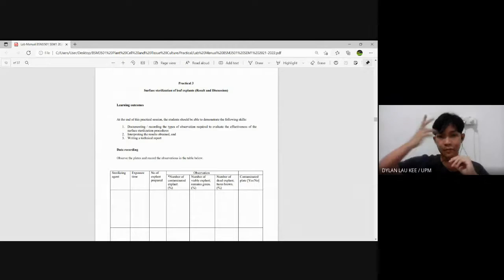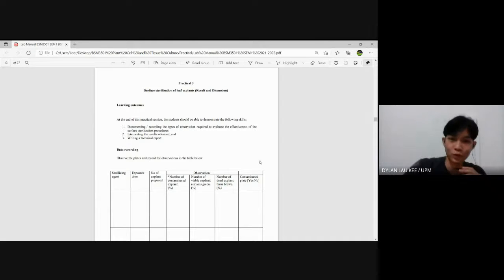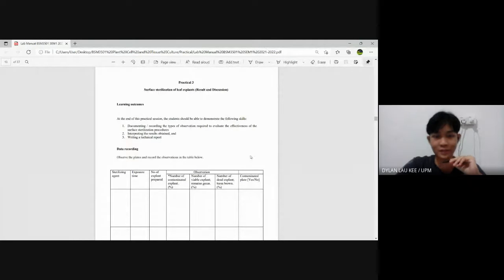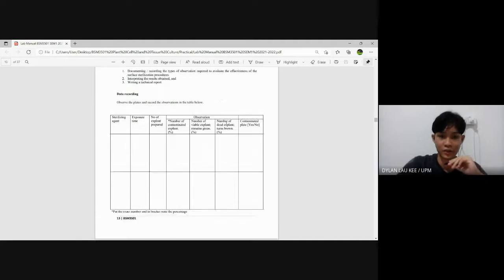Okay, hello, we are from group 2. Today we'll be discussing practical 3. In this practical 3, we'll be learning surface sterilization of leaf explants, and we'll be discussing the results and also the discussion. Okay, so for the data recording, who would like to try the results?